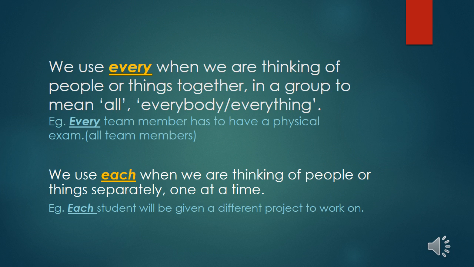We use every when we are thinking of people or things together in a group to mean all, everybody, everything. Example: every team member has to have a physical exam. It means all team members. We use each when we are thinking of people or things separately, one at a time. Example: each student will be given a different project to work on.